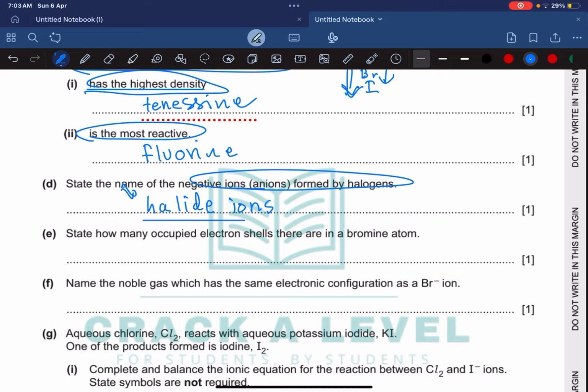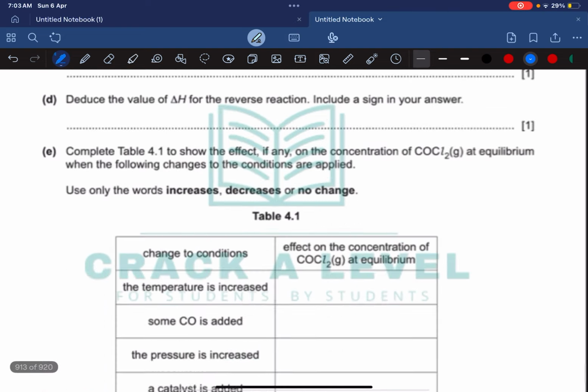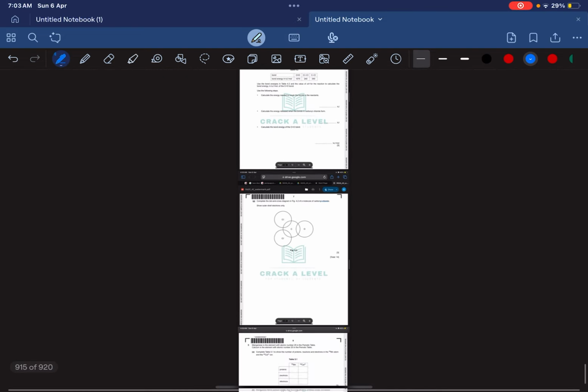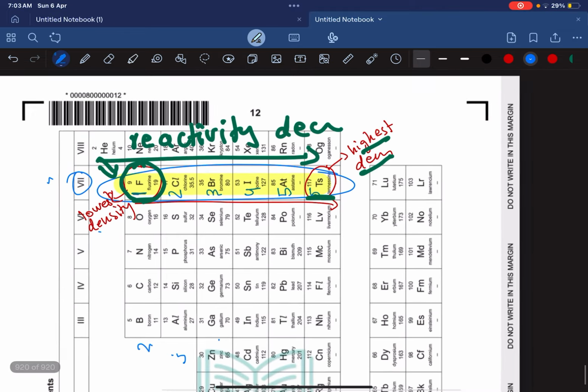Okay. State how many occupied electron shells are in a bromine atom. Okay. In order to check the occupied electron shells, basically you check the period number in the periodic table. How do you check the period number? Look.